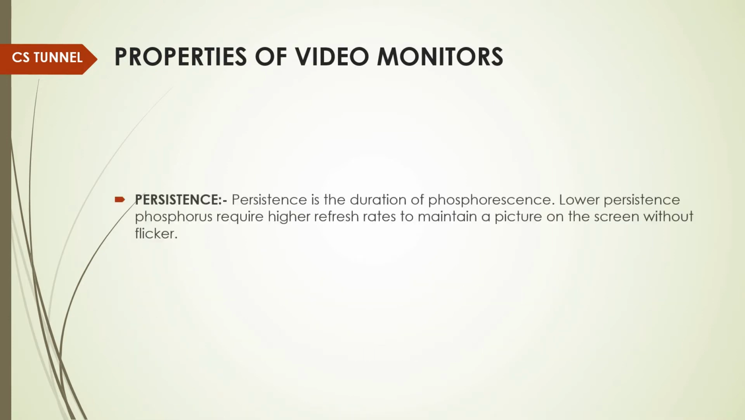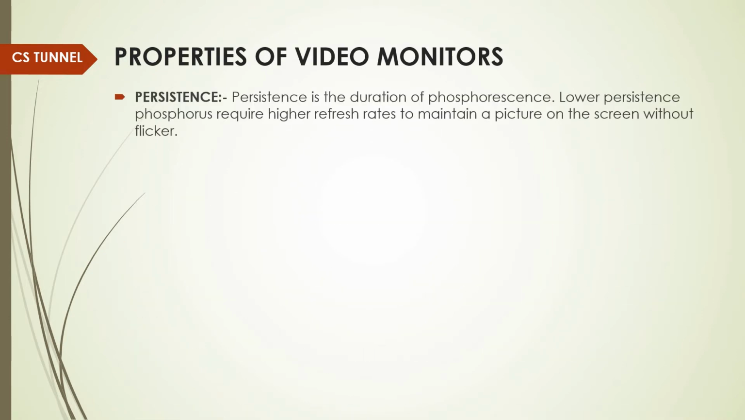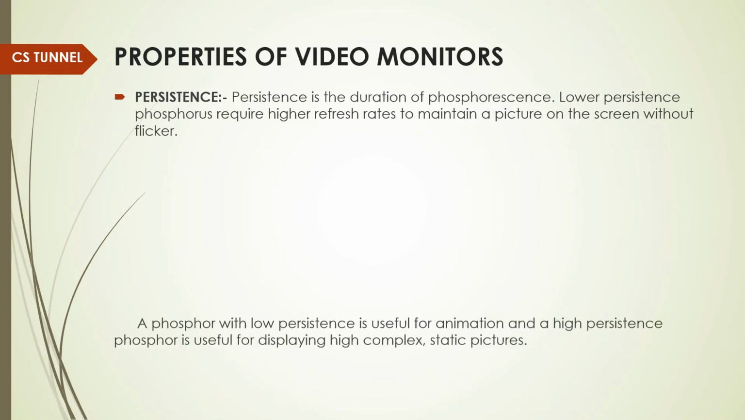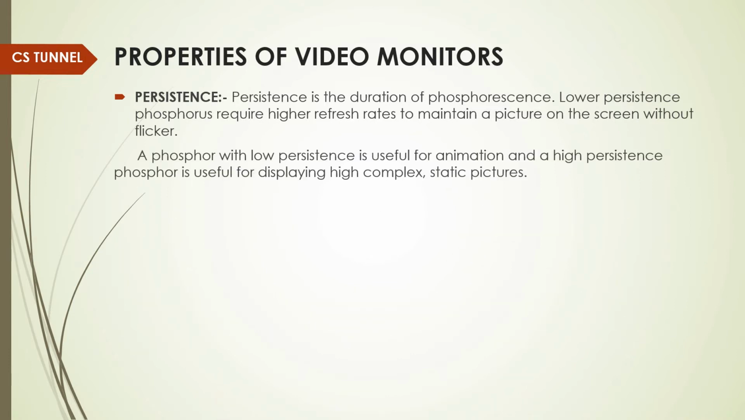Properties of a video monitor. The first property of a video monitor is persistence. Persistence is the duration of phosphorescence. Lower persistence phosphorus requires a higher refresh rate to maintain a picture on the screen without flicker. A phosphorus with low persistence is useful for animation, and a high persistence phosphorus is useful for displaying highly complex and static pictures.